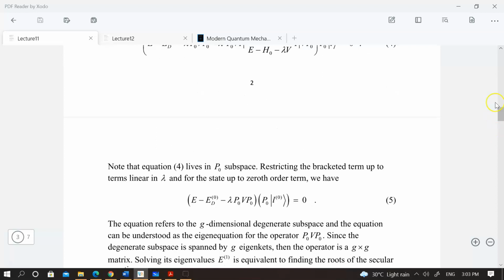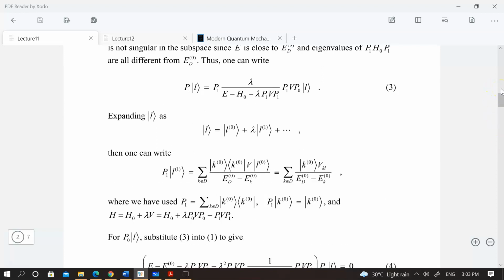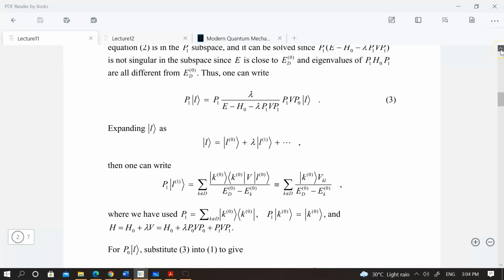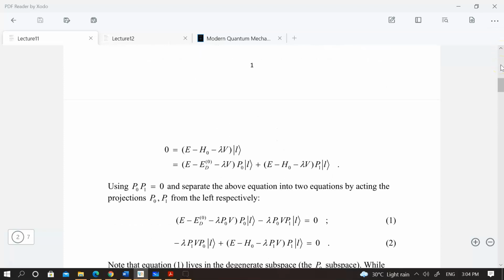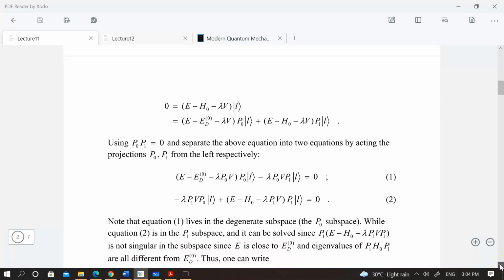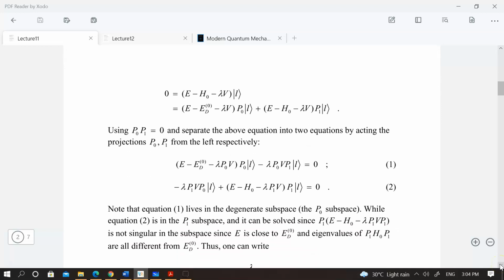So where was the problem previously? I think it was here. Okay. So recall that we had these two equations. These two equations we get from looking at this Schrodinger equation in the degenerate space.